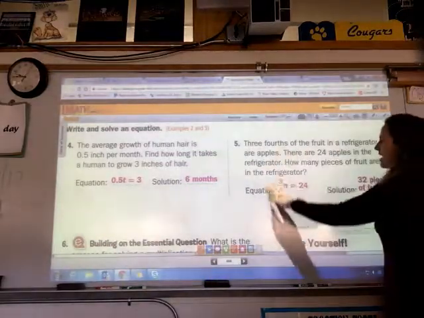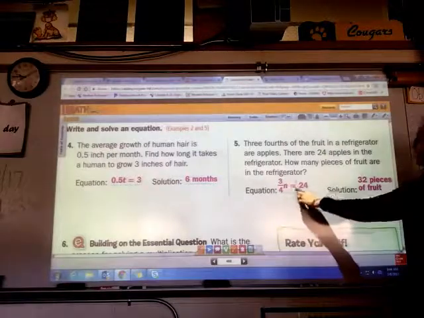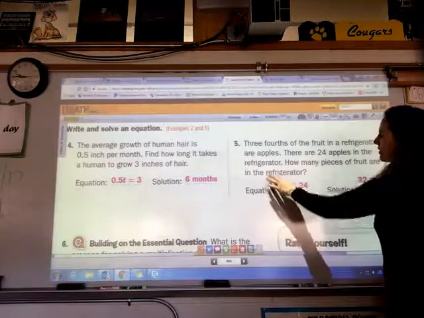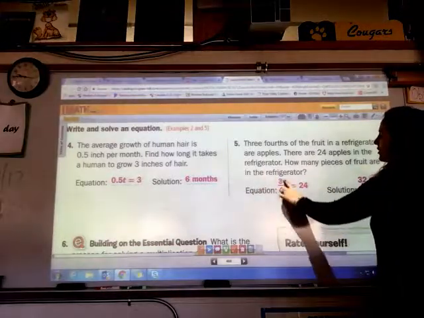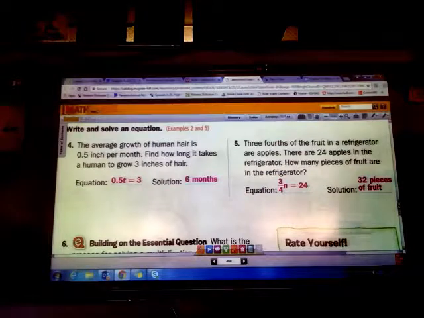And then number 5, we're taking 3/4 of the fruit, so 3/4 times n equals 24, because you have 24 apples. Because it's a fractional coefficient, you're going to multiply both sides by 4/3. Therefore, n should equal 32. So we have 32 pieces of fruit.